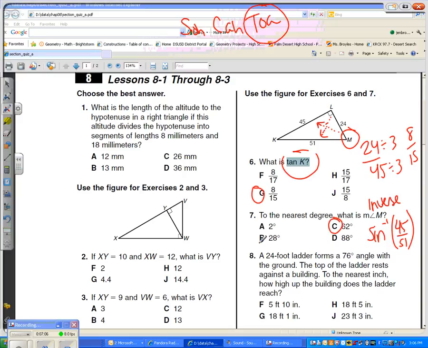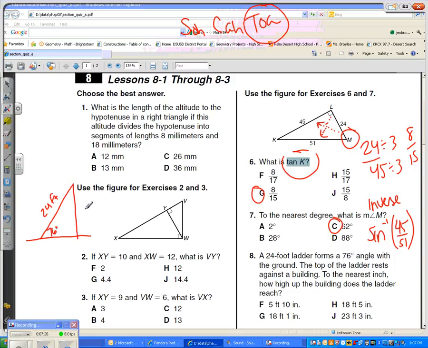Okay, number eight. A 24-foot ladder forms a 76-degree angle with the ground. You know what we get to do now. We get to draw a picture. I'm going to draw it over here. So I have a 24-foot ladder, and it forms 76 degrees with the ground. To the nearest inch, how high up the building does the ladder reach?